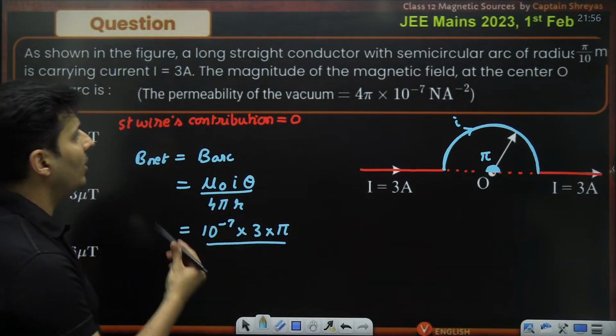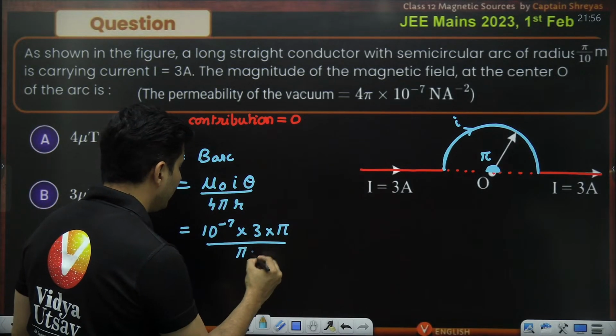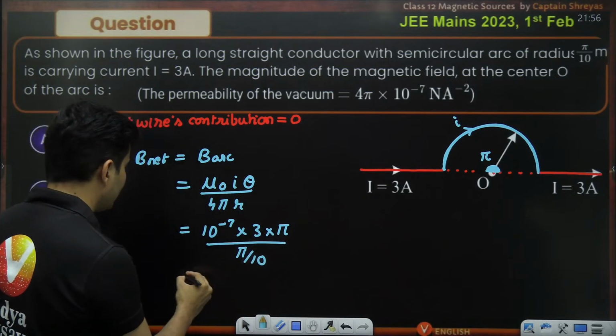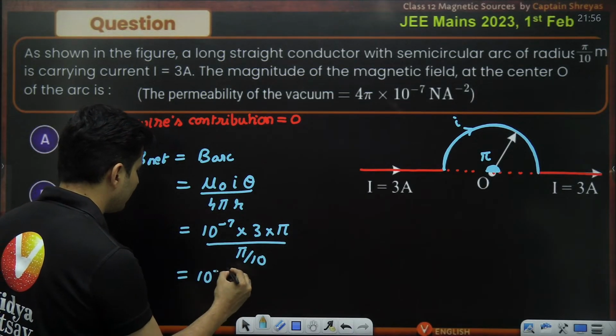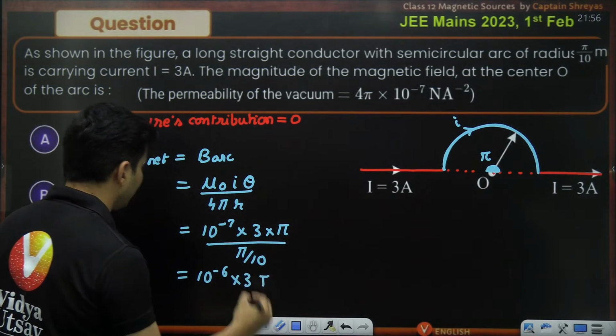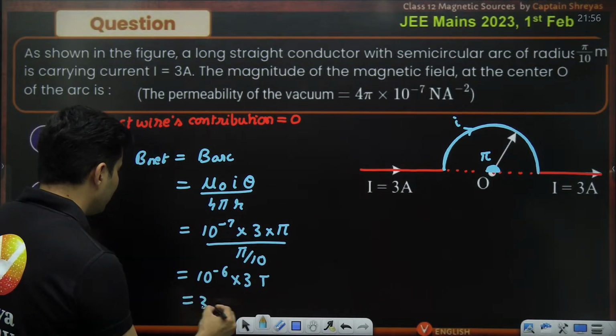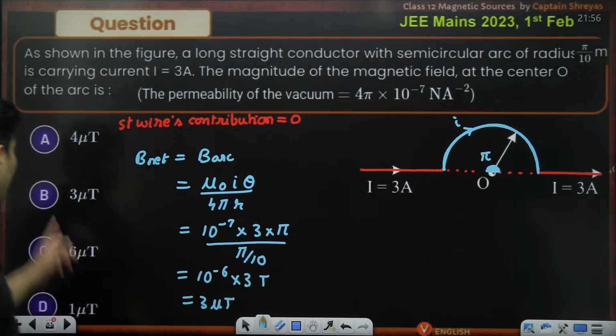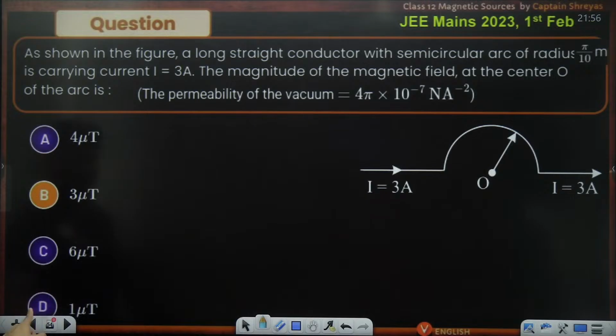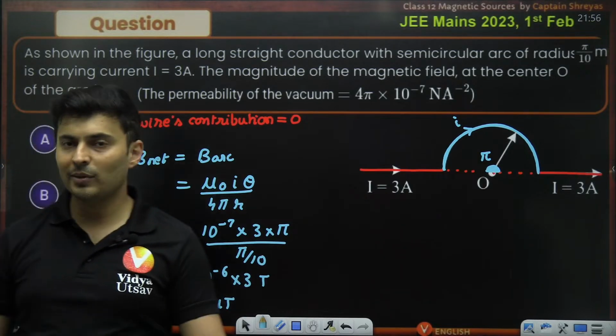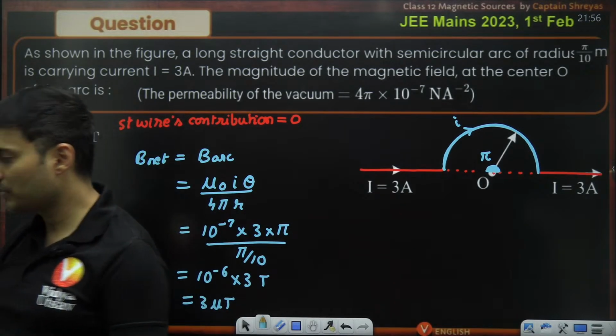The radius of that arc is pi by 10. Pi cancels. 10 goes on the top, becomes minus 6. And that 3 stays there. So this is nothing but 3 micro Tesla, which is option B. That is absolutely correct. 3 micro Tesla. That's how you can solve these questions.